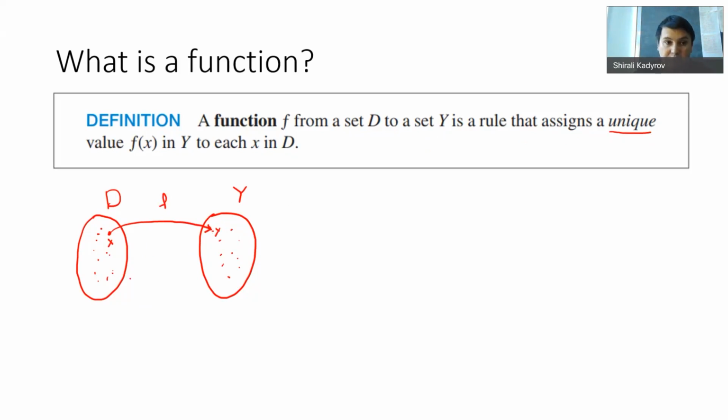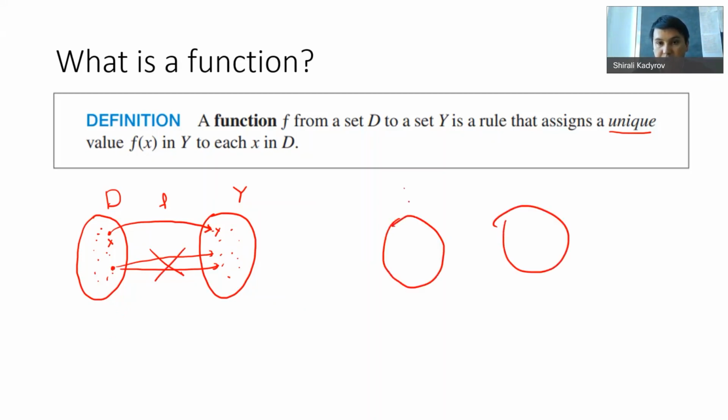Okay, unique value. So in particular, one point from D cannot go to two different points. It can't go to two different points. So this is not allowed. However, the following situation is perfectly fine. You may have a situation where two different points in D go to the same point. This is fine.